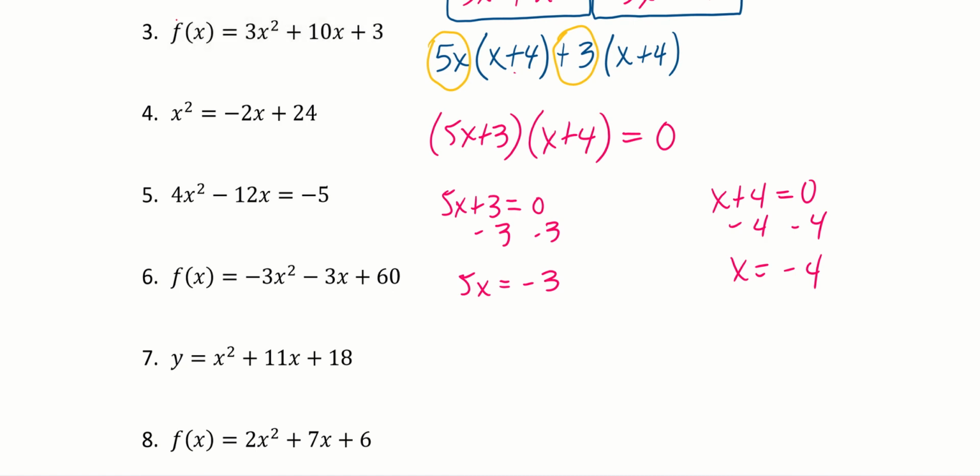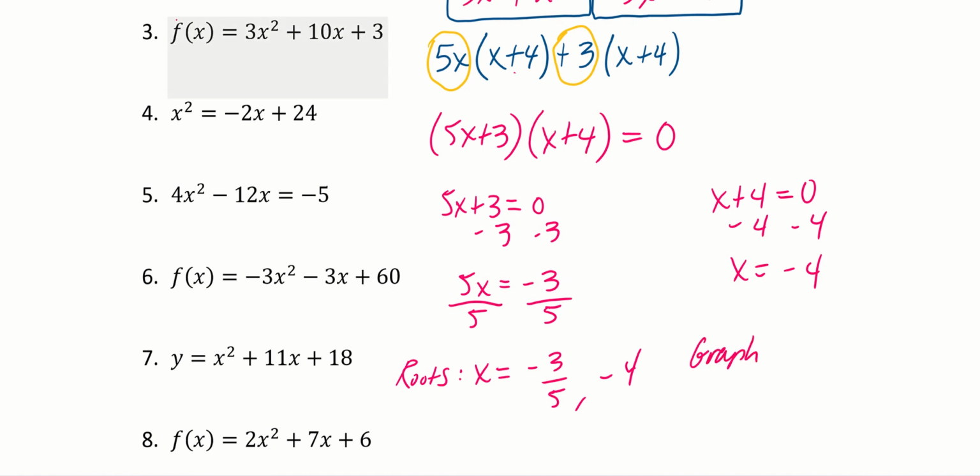I don't care what 5x is. I want to know what x is. So then I'm going to divide by 5 on both sides, and I get x is equal to negative 3/5. So our answer is the roots are x is equal to negative 3/5 and negative 4. This is where the graph will cross the x-axis.